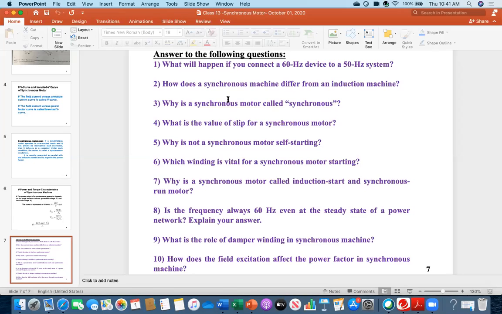Therefore, the answer to question number 2 will be those 4 points. First you mention about the speed, then you talk about the slip, then you talk about the damper winding, and then finally you say that point, the magnetic pole. That induction machine does not have physical magnetic pole, but on the other hand, synchronous machine does.